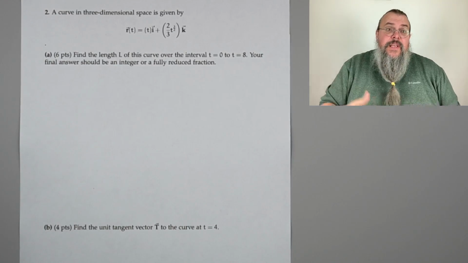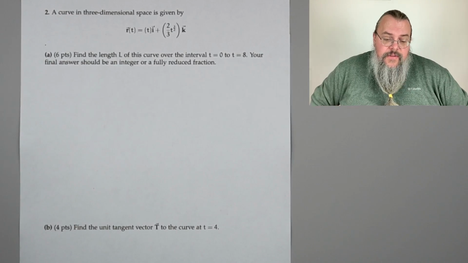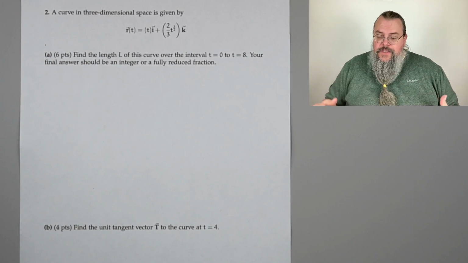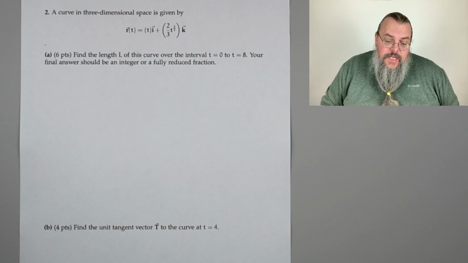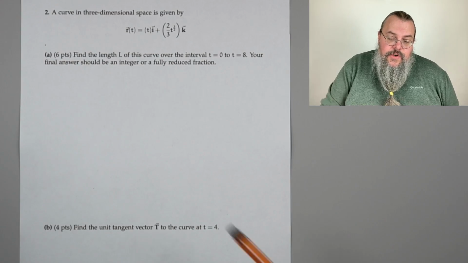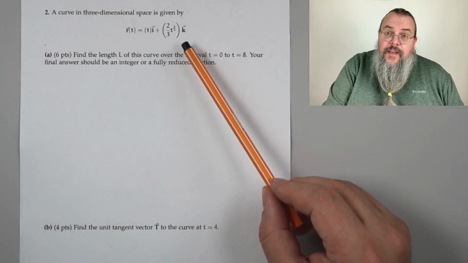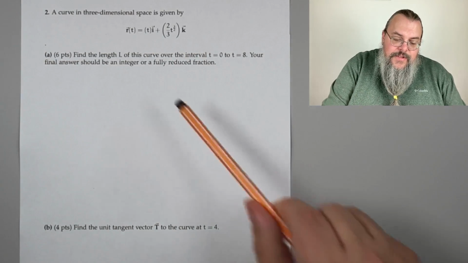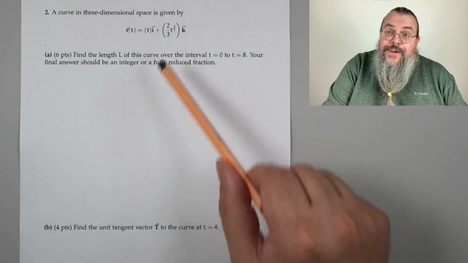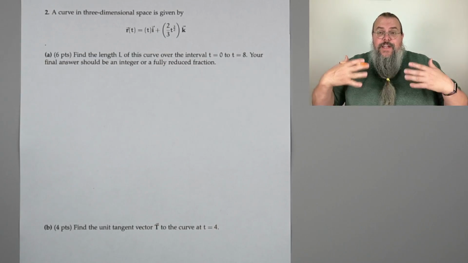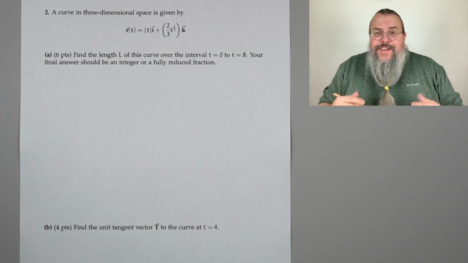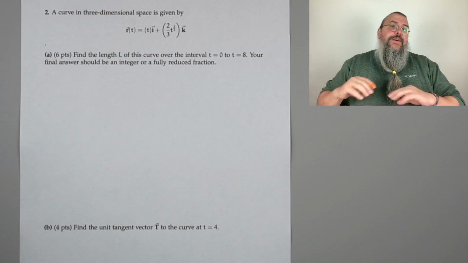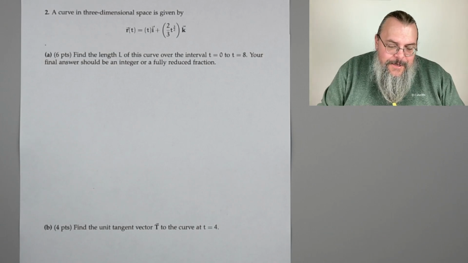Number 2. A curve in three-dimensional space is given by r of t is t times I and 2/3 t to the 3/2 times k. Now, it's in three-dimensional space, but you might notice there's actually nothing in the j direction, so it's all happening in the xz plane. So it's secretly two-dimensional, but that's okay. We'll forgive them for that.